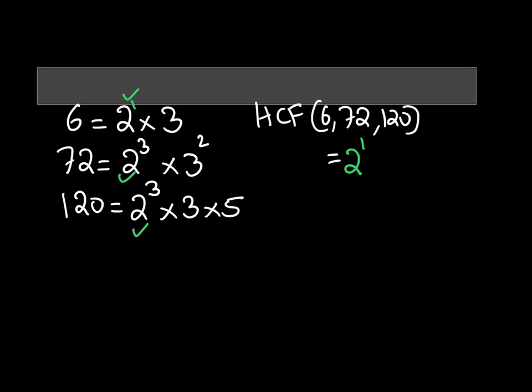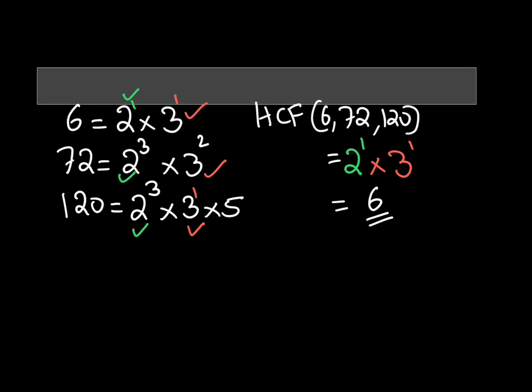What else is common for all the three? If you observe, 3 is common to all. And we pick up the 3 with the smallest power, which in this case is 3 to the power 1. So we write it down once. 5 is not common to all. So we drop it. We don't pick it up. So then the HCF of these three numbers is nothing but 2 times 3, which is 6.